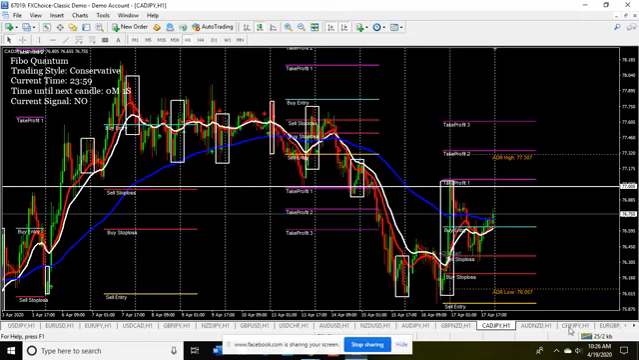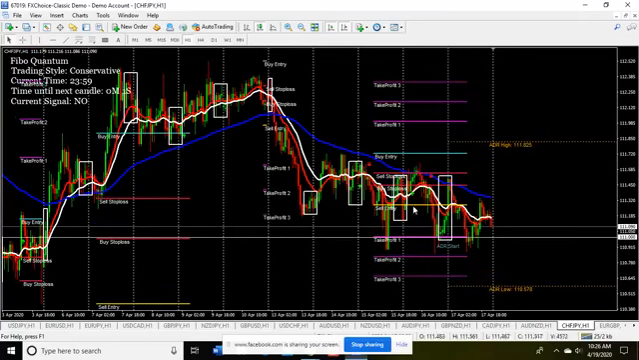I can't remember if it was this one right here, CHFJPY. Okay. So this was Friday. This was Wednesday, Thursday, and Friday, right? Now here's a sell entry right here.